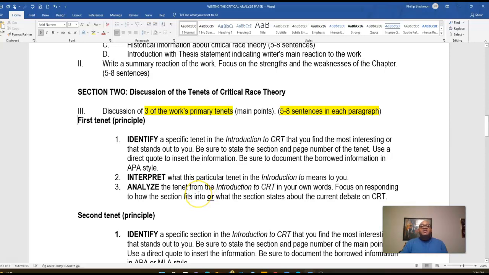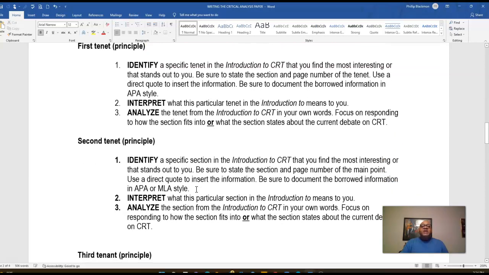When you analyze, you're going to analyze this based on the current discussions happening in 2022 surrounding critical race theory. You've watched Don Oliver's video, so you should have a pretty good idea of what is going on today with critical race theory around the country. You're going to repeat the same thing with the second tenet in a solid paragraph, 5 to 8 sentences, 8 to 12 sentences. You are free to go over.